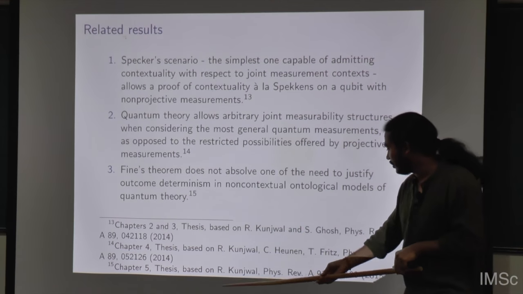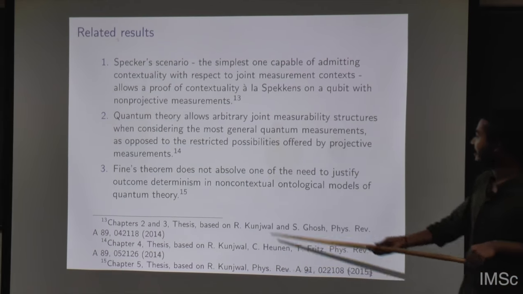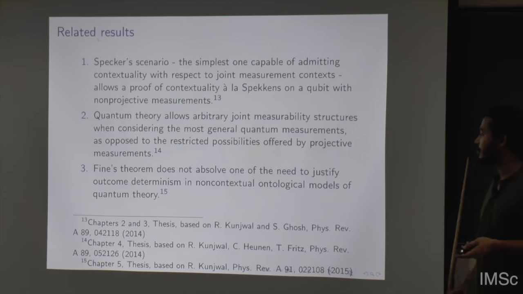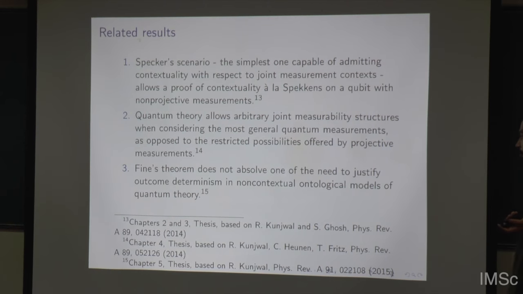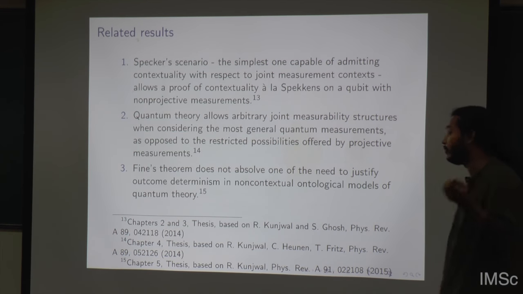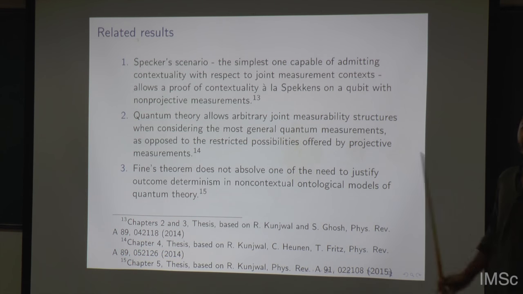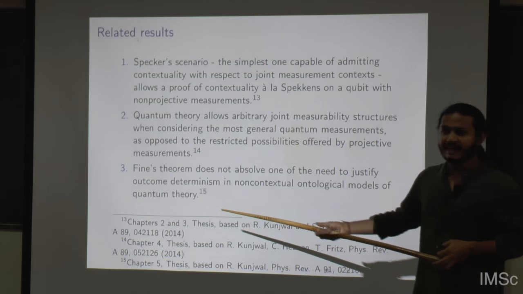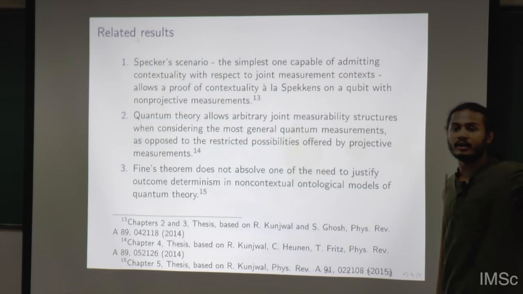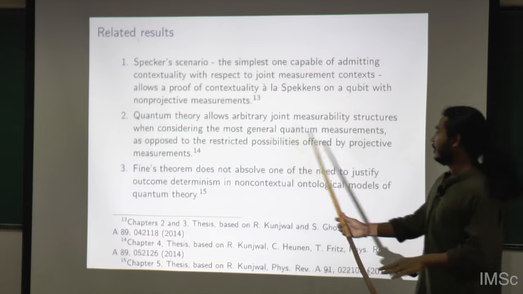Third paper is this one, which is in PRA. It shows that Fine's theorem does not absolve one of the need to justify outcome determinism in non-contextual ontological models of quantum theory. That's a mouthful. But all it says is that for Bell's theorem, this issue of outcome determinism is essentially a non-issue. Why? Because of Fine's theorem.